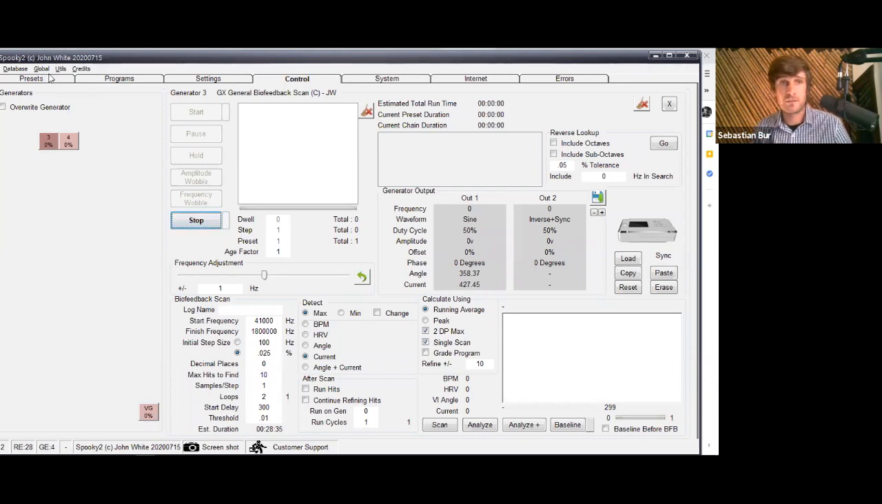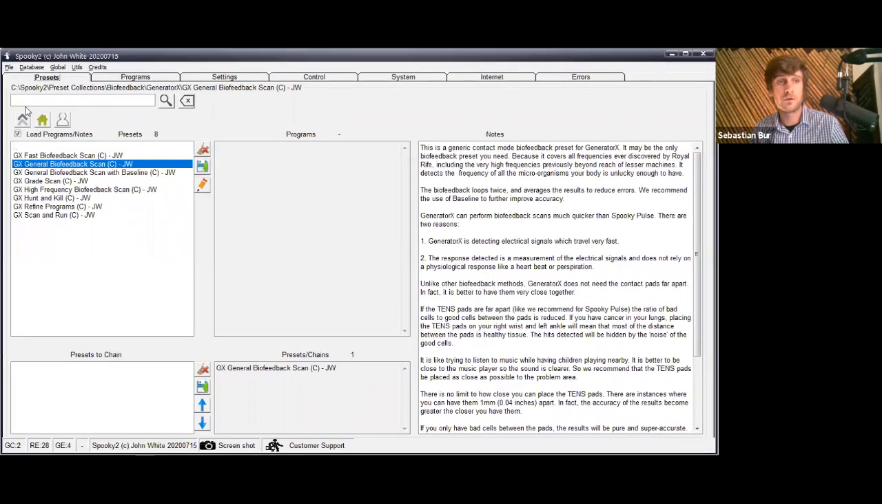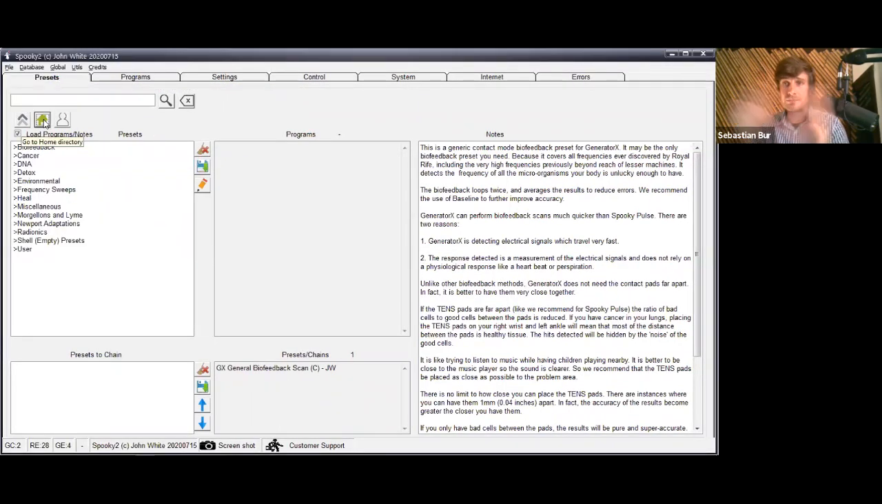So now how do I set this up? I go to presets, and just to make sure you're in the very beginning of the presets, you click on this little house. The presets are like presettings for what you want to do. So here you can choose from a whole range of things of what you want to do. Now we want to do a biofeedback scan. So we're going to click on biofeedback. Once you click there, there should normally be something else that pops up. If you click wrong, you can either go here to go a step back, or you can click on the house to go to the very beginning.